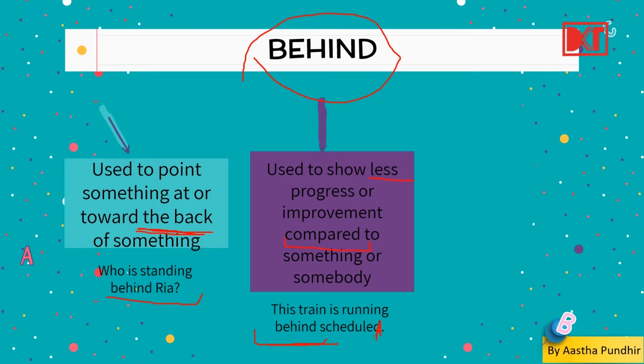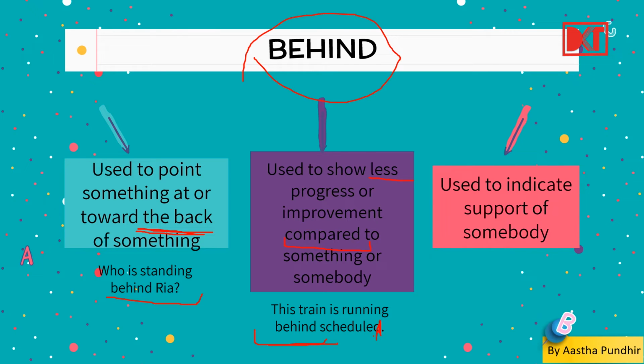Okay. Next could be used to indicate support of somebody. किसी का support. जैसे her parents are behind her decisions. ठीक है? Parents are supporting her decisions. They are behind her decisions.